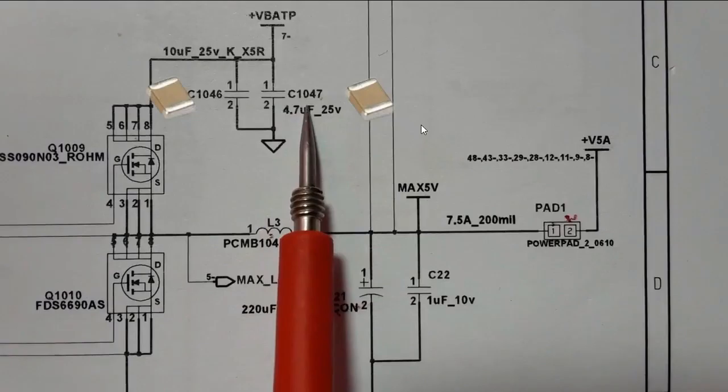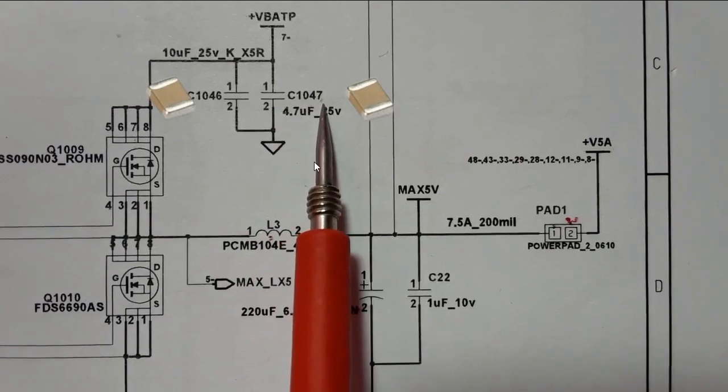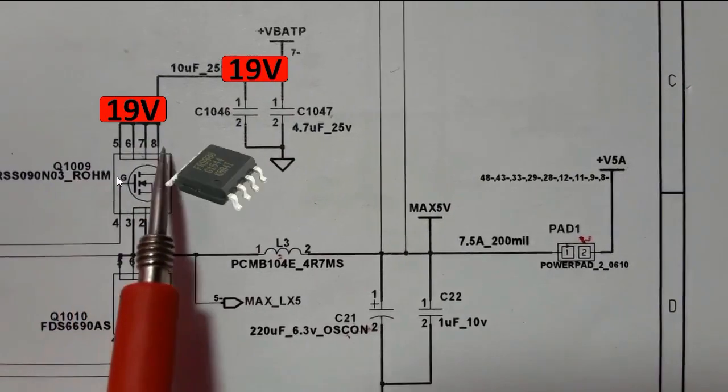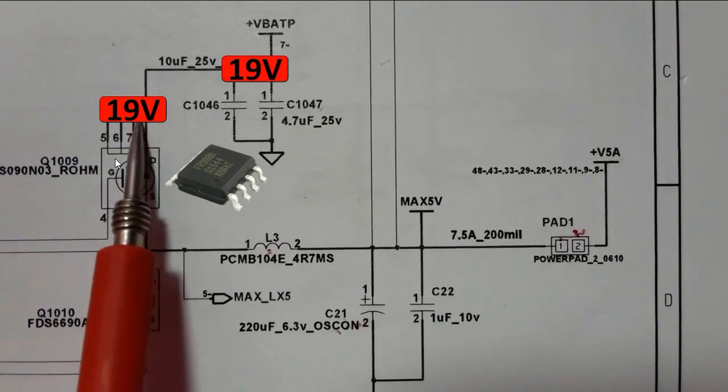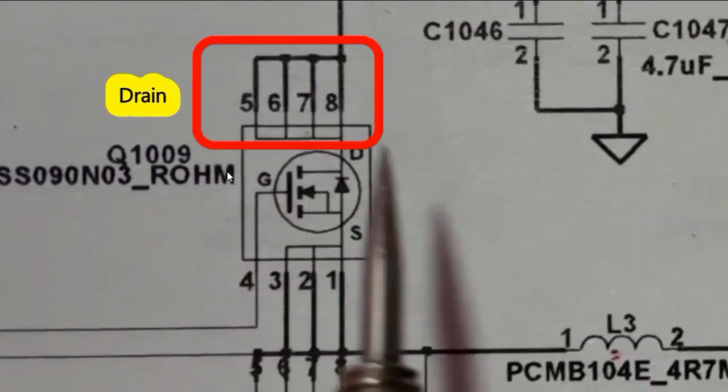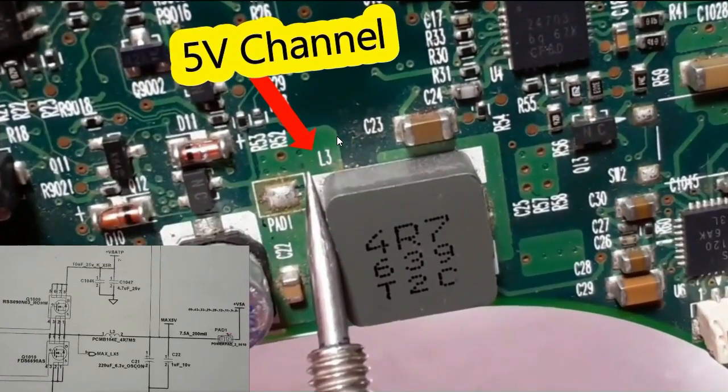For the 5 volt channel, as you can see, we have two ceramic capacitors here. Basically, the ceramic capacitors have the purpose of eliminating the noise in the circuit. Then we have the MOSFET, as you can see. This is the first MOSFET, or the high MOSFET. As you can see here, we have an inductor. This is basically inductor L3, as you can see. Over here we have, in the schematic, L3.